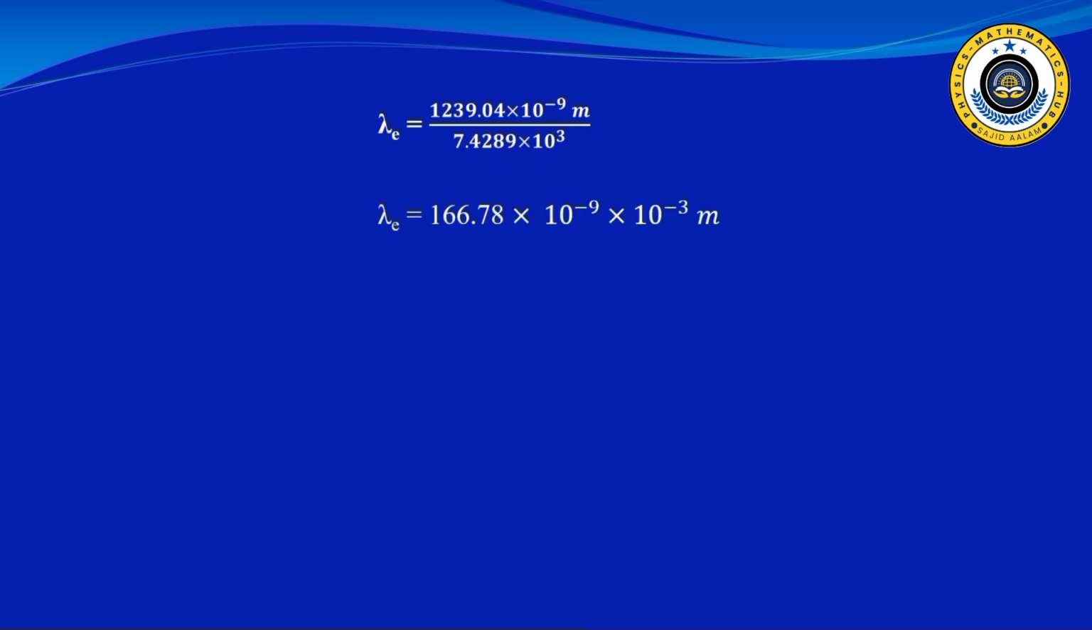Further, we get lambda_e is equal to 166.78 multiplied by 10 to the power minus 9 multiplied by 10 to the power minus 3 meters. Finally, we get lambda_e is equal to 166.78 multiplied by 10 to the power minus 12 meters. In scientific notation, we get lambda_e is equal to 1.67 multiplied by 10 to the power minus 10 meters.